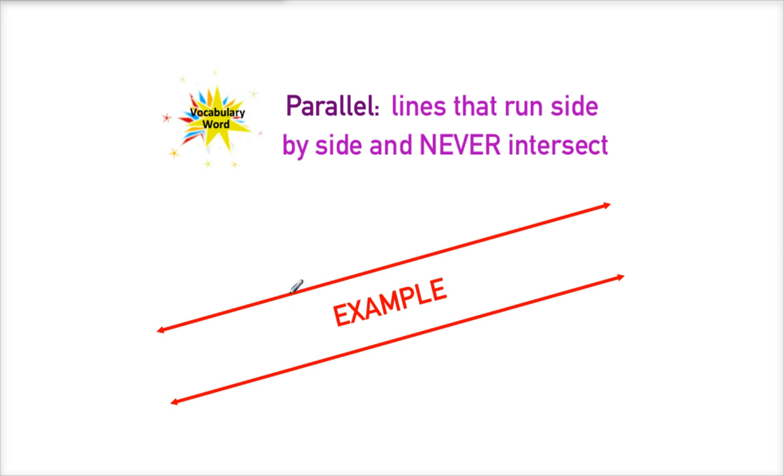So here's an example. These two lines run side by side to each other and they go on forever, indicated by the arrows on the ends, and they'll never ever touch each other. So this is an example of parallel lines. If you need help remembering, parallel means they run side by side. I always like to see the two L's in parallel, and that reminds me that the two lines go side by side.